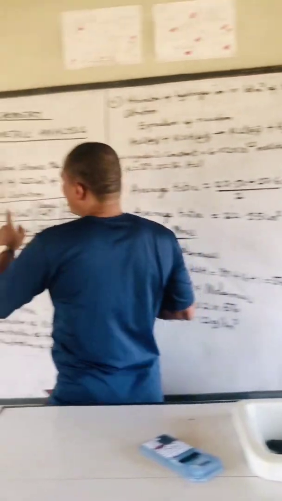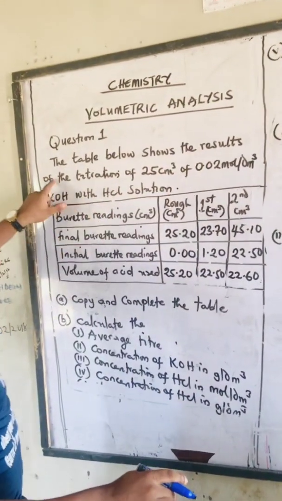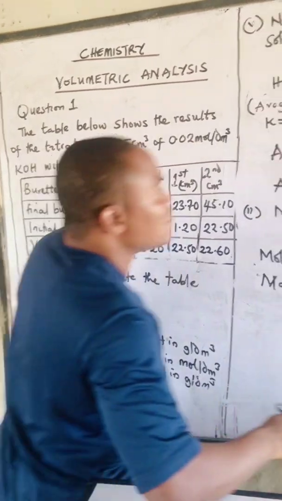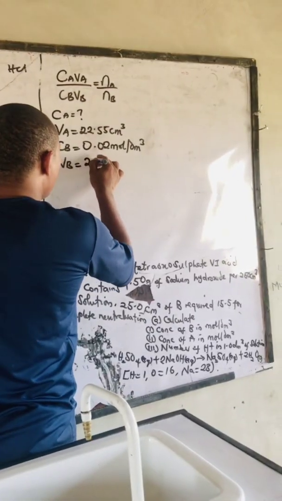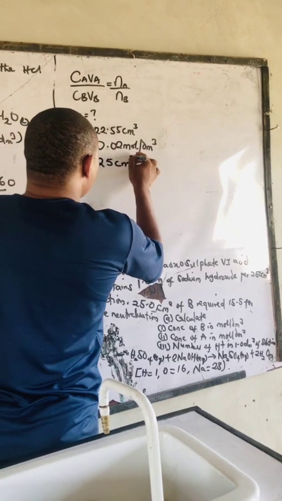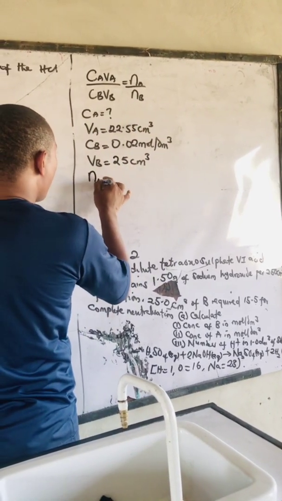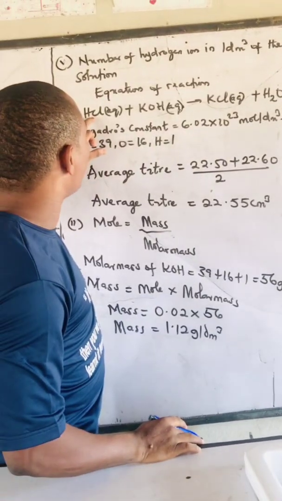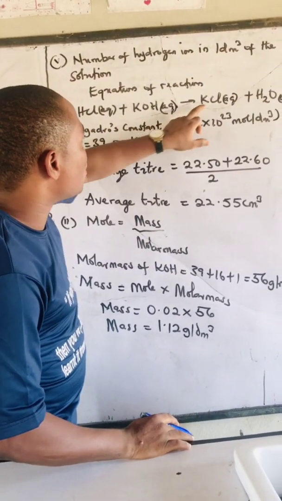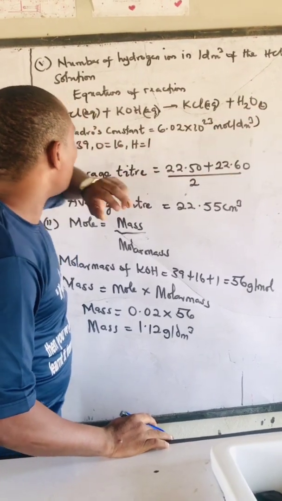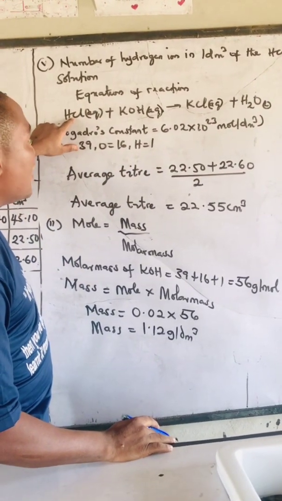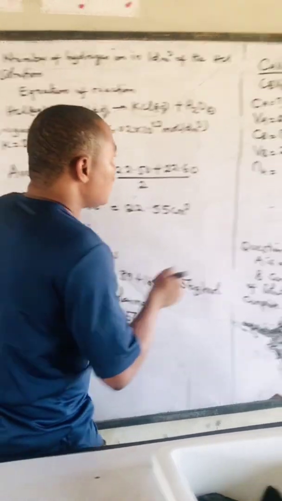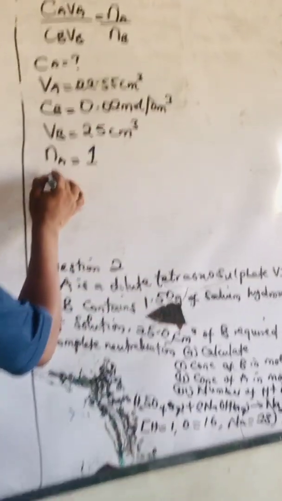Okay? The volume of base. Let's go back to the question. They said the table below shows the result of the titration of 25 centimeter cube of this base. So the volume of the base is 25 centimeter cube. So our number of moles of acid, I've told you that, we got it from the equation of reaction. And what is the equation of reaction? HCl plus KOH to give KCl plus H2O. The number of moles of HCl, the acid, is 1.